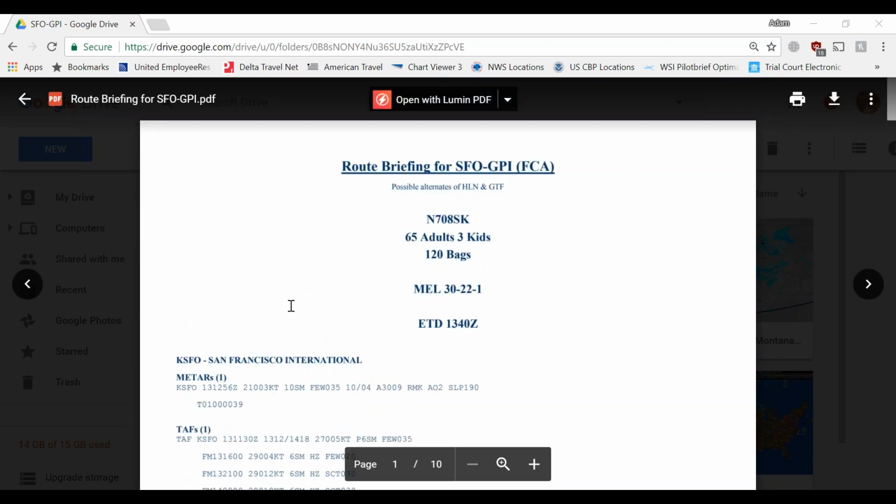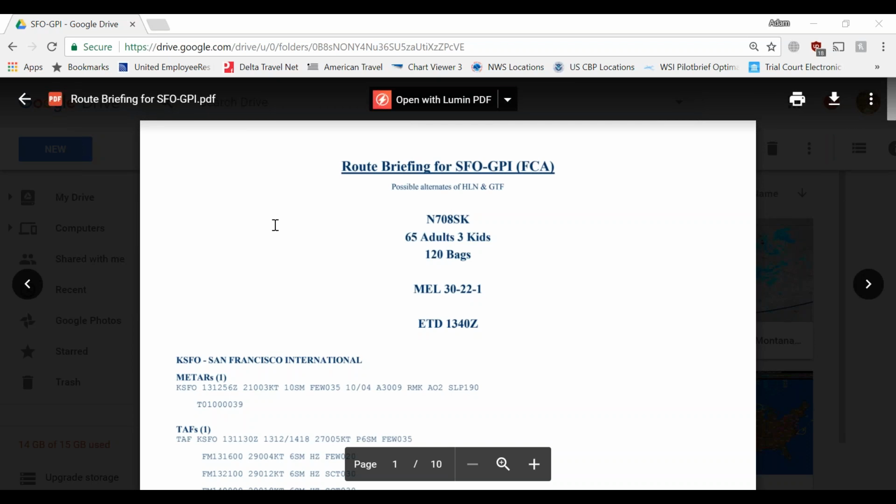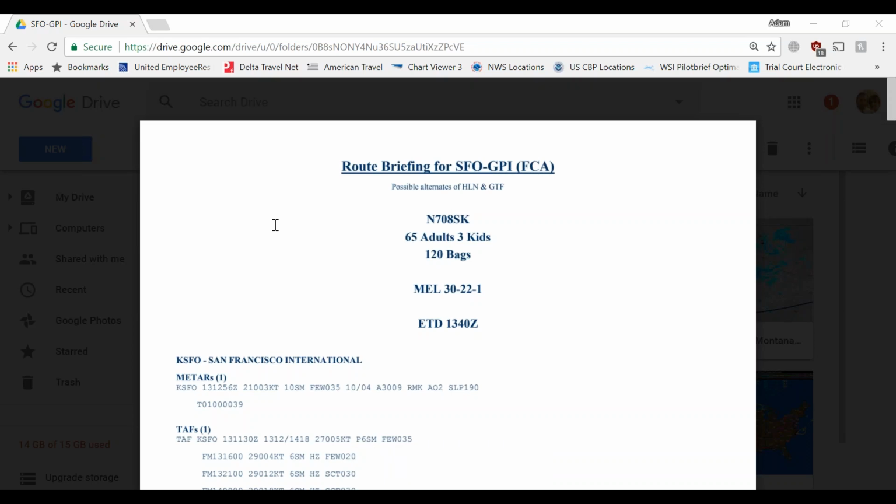So I'm going to ask a lot of questions during this one, just to make sure you guys are thinking of the steps and the processes. So first thing you want to do, what is the very first thing we want to do when we get a packet like this? Open it up. Check the mail. Check the MEL.